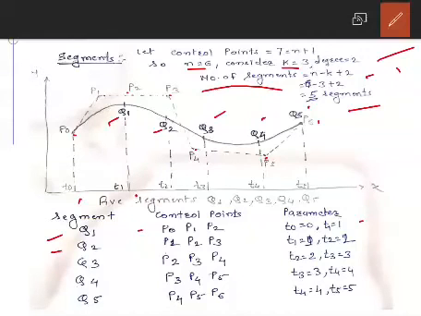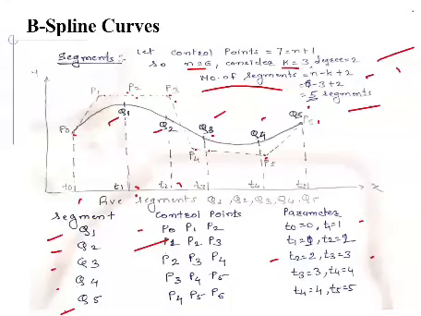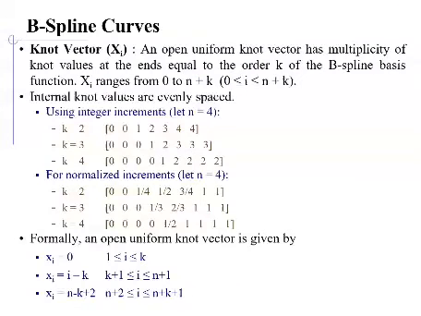While segment Q2 is controlled by 3 control points P1, P2 and P3, starting with T1 equal to 1 and T2 equal to 2. Q3 is the segment which is controlled by P2, P3 and P4, and starts with T2 equal to 2 and T3 equal to 3. In this way, 5 different segments are there for this simple curve, and each is controlled every time by 3 control points.